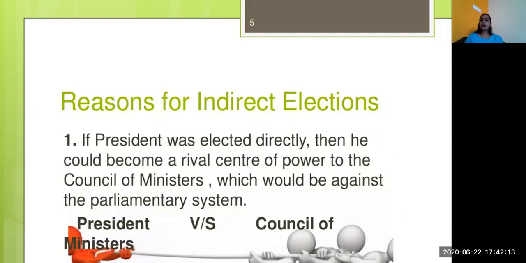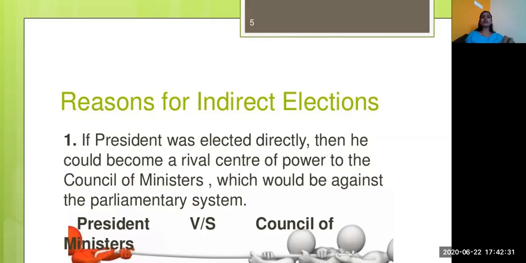Now, the next point that we are going to discuss is about the elections of the President and Vice President. As we had studied, they are elected indirectly. Indirectly means how? The elected representatives elect the seat of President and Vice President of India. Now, why are they elected indirectly? Why not directly like the Prime Minister?